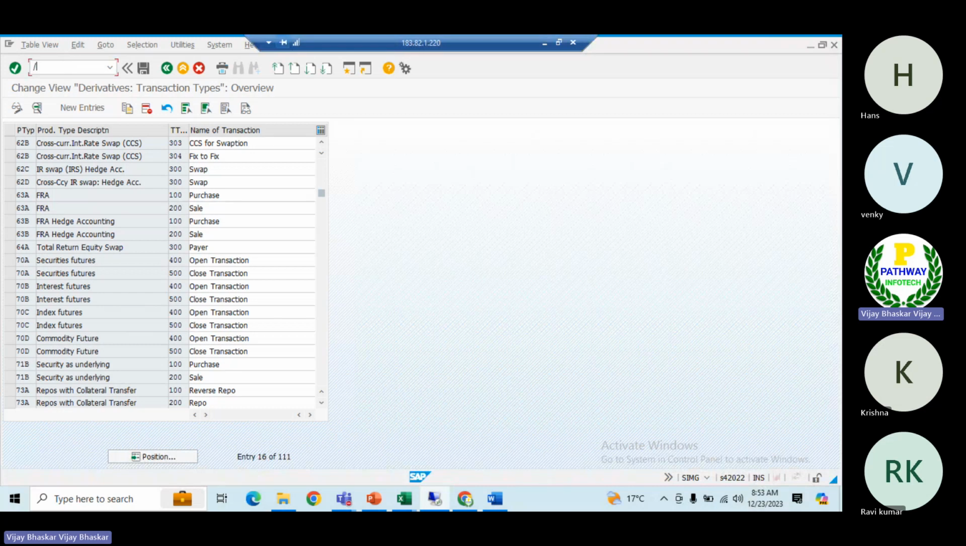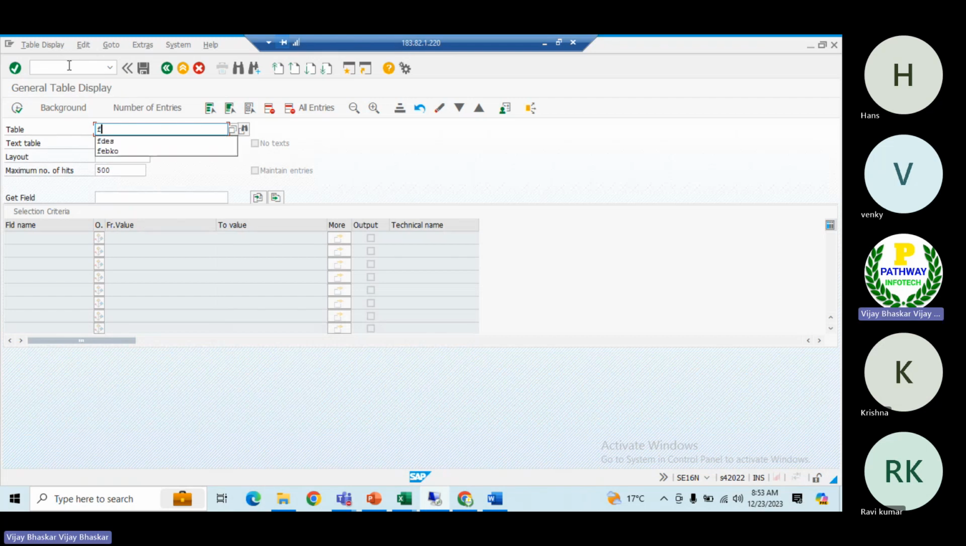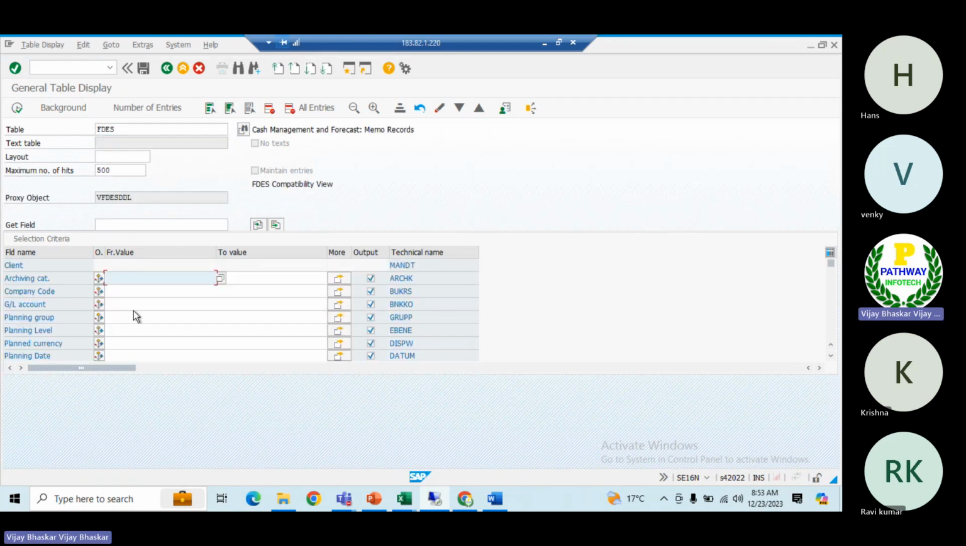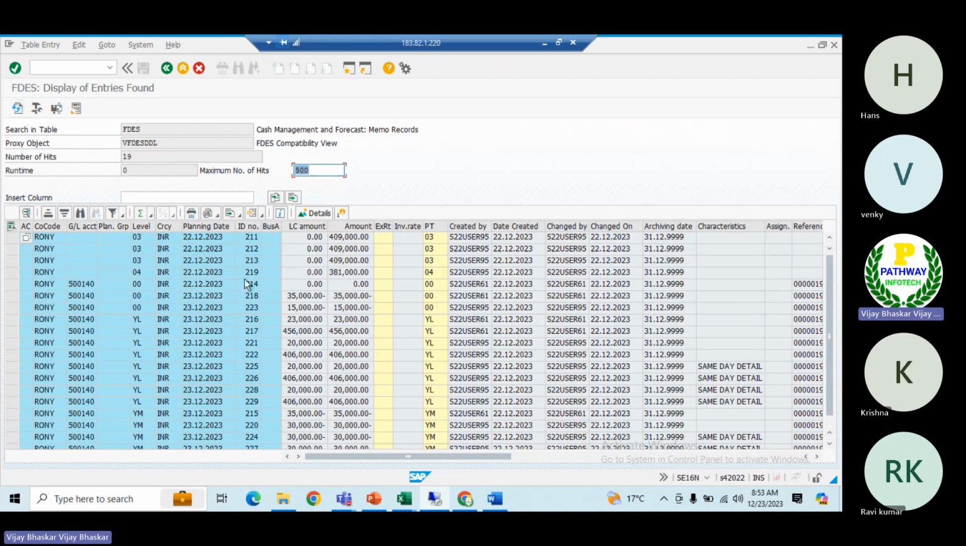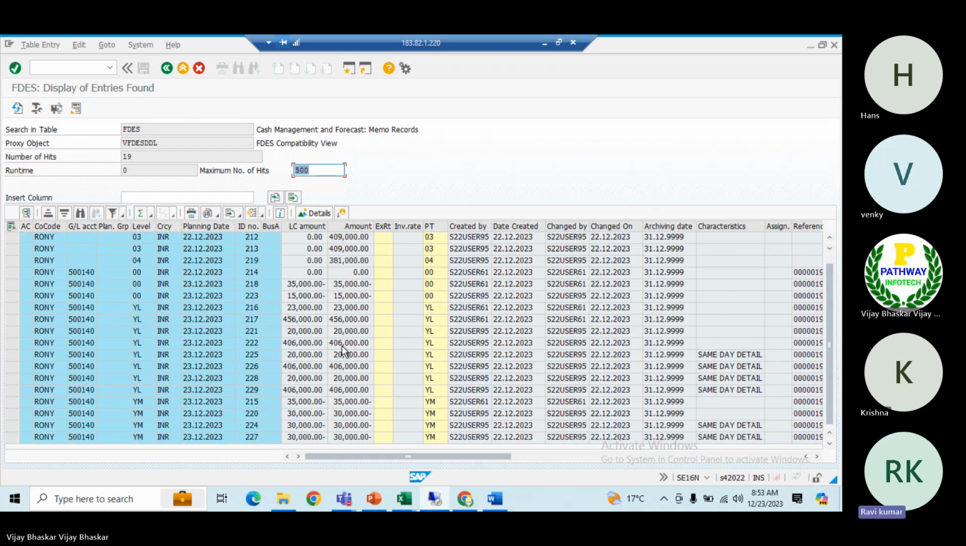Let's see, SC16N, the FDES table. I think his company code is RONY. So this is his company code. You can see here these many memo records. I think he created them again. Again, you tried, right? Yes, I tried it, sir.